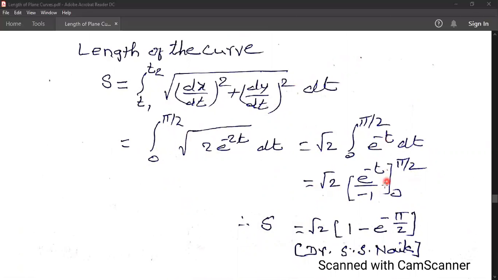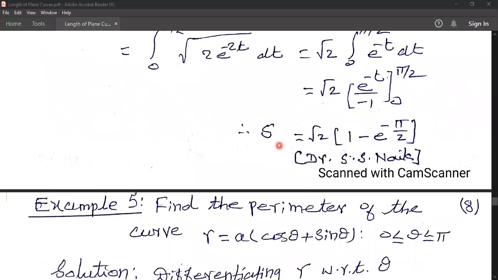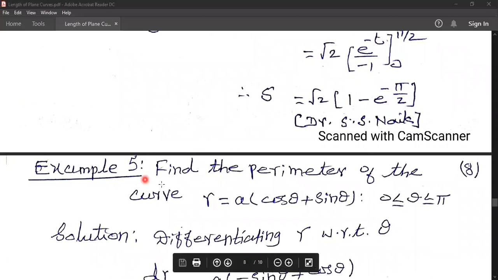Integral of e raised to minus t is e raised to minus t divided by minus 1. That is the limits from 0 to pi by 2. That is root 2. When t is equal to pi by 2 with a minus sign, you get this value. When t is equal to 0, minus of minus becomes plus, that is equal to 1. So 1 minus e raised to minus pi by 2. So therefore, s, the length of the curve, is equal to root 2 times (1 minus e raised to minus pi by 2). Then we'll go to the next problem.